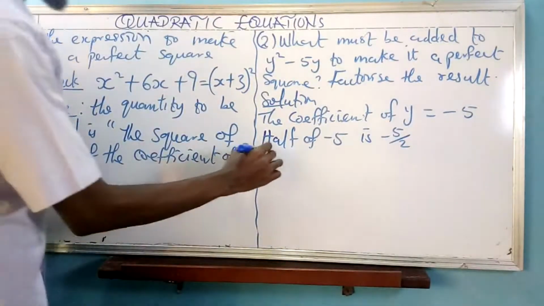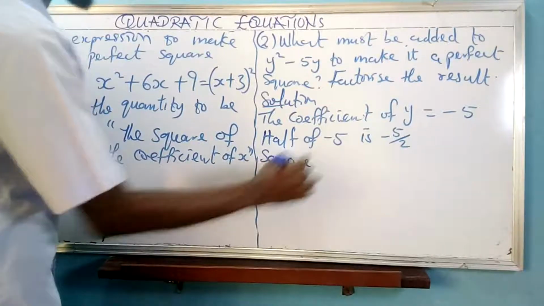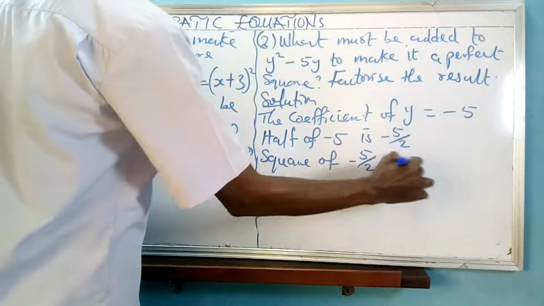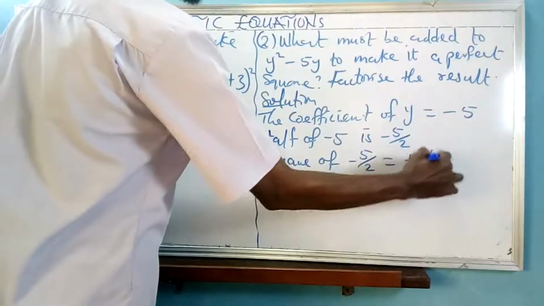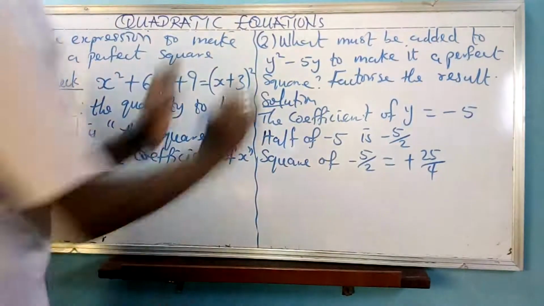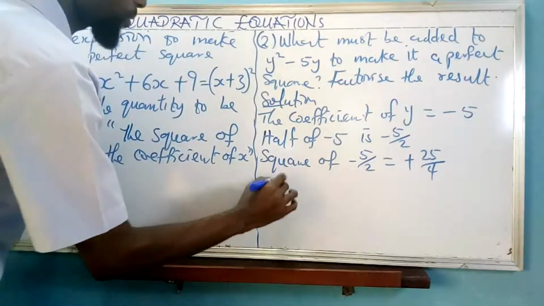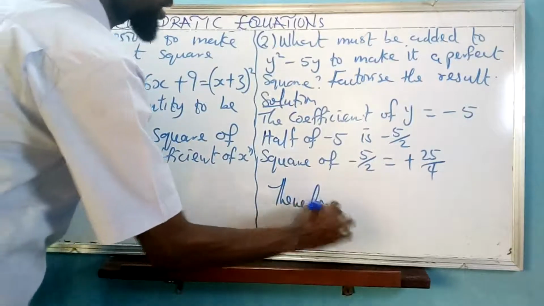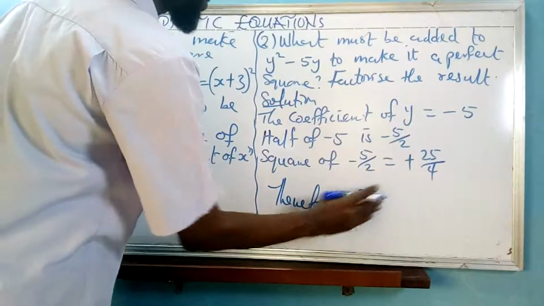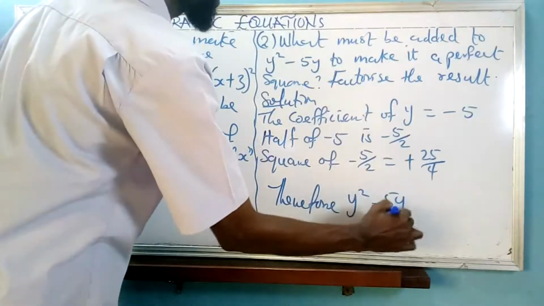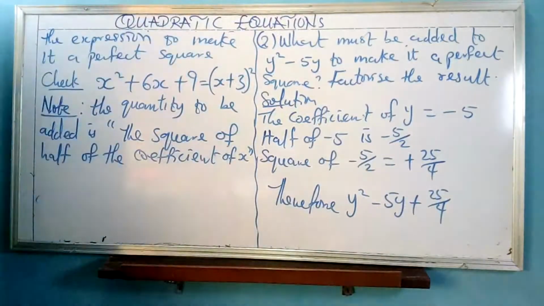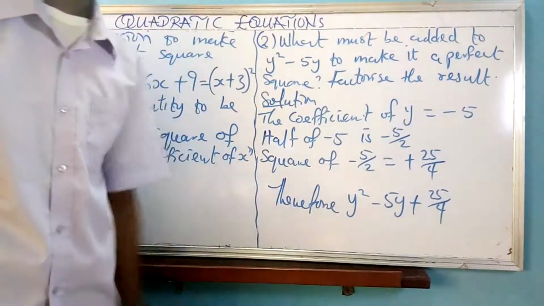So what is the square now? Those are the 3 steps that I'm going to take. Square of minus 5 over 2 will give you what? Plus 25 over 4. That's very good. Do you see it now? And that's your answer. Just have to go and write it there. So therefore, to make it a perfect square, what you must add to it will now be y squared, sorry, it's minus that is there, minus 5y plus 25 over 4. That is what you must add to it, and that's what makes it a perfect square.